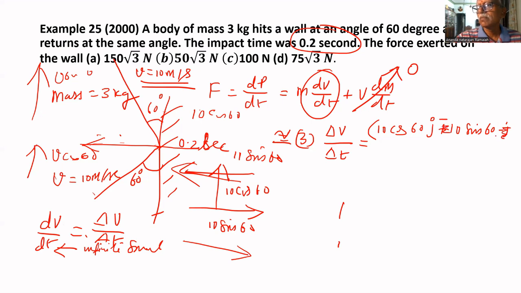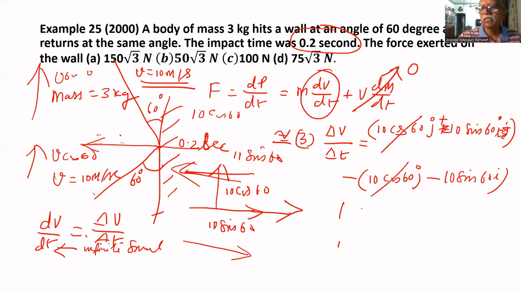For the velocity approaching and leaving, again 10 cos 60 in the same direction J. Sorry, initially it is positive towards the initial direction along x, that's why plus I. Bouncing back means minus 10 sin 60 I. So we are subtracting. That's why the cos component gets cancelled.